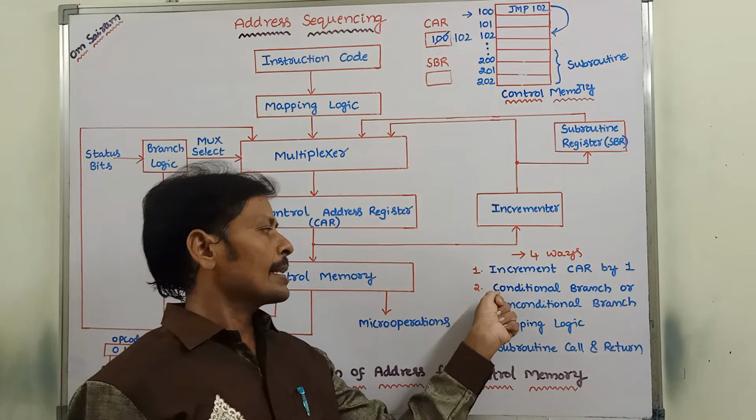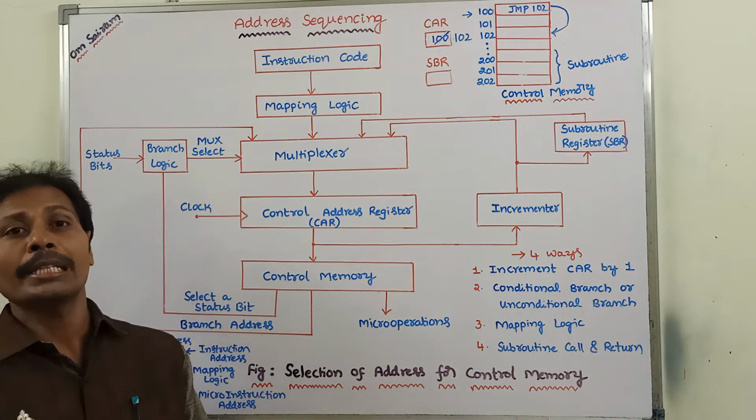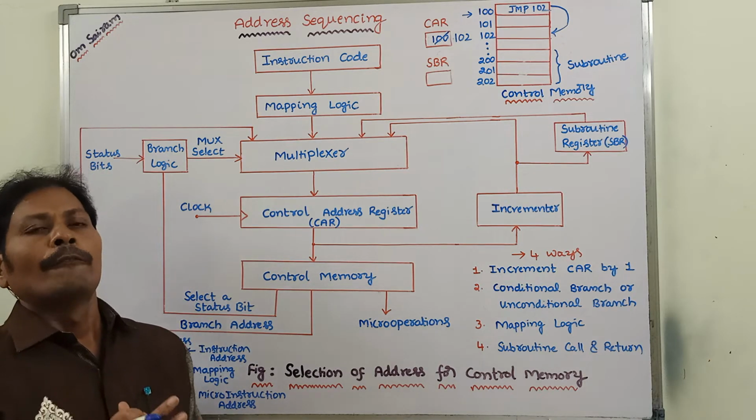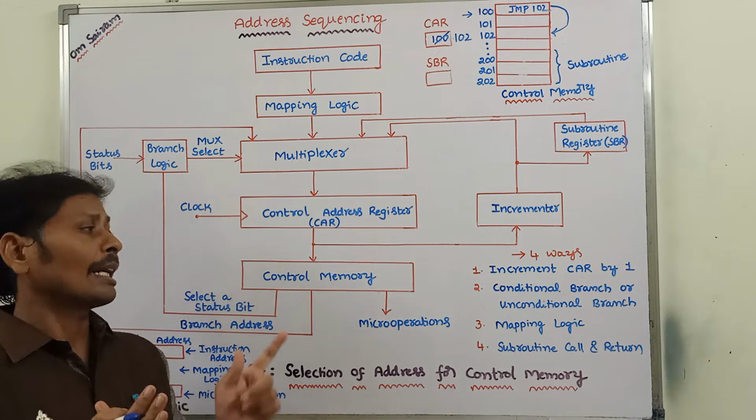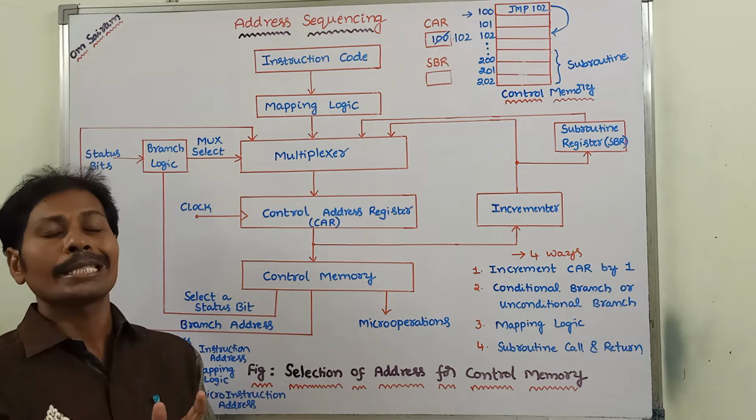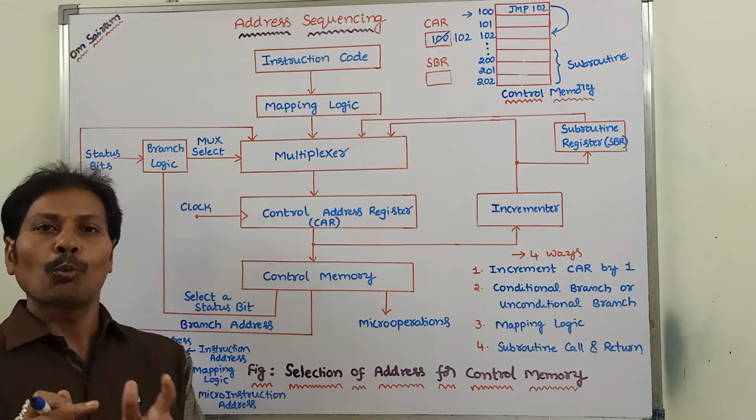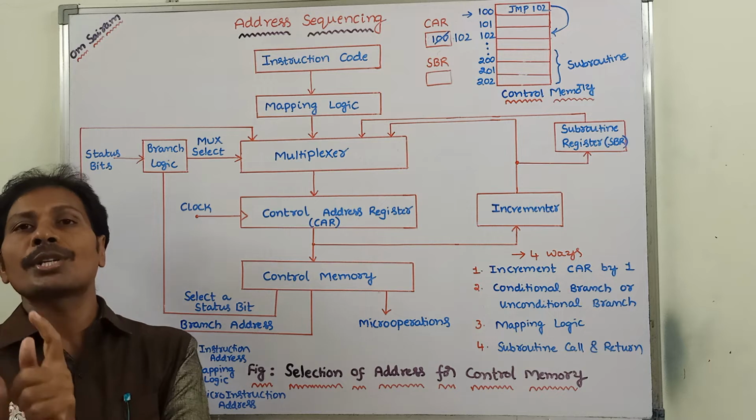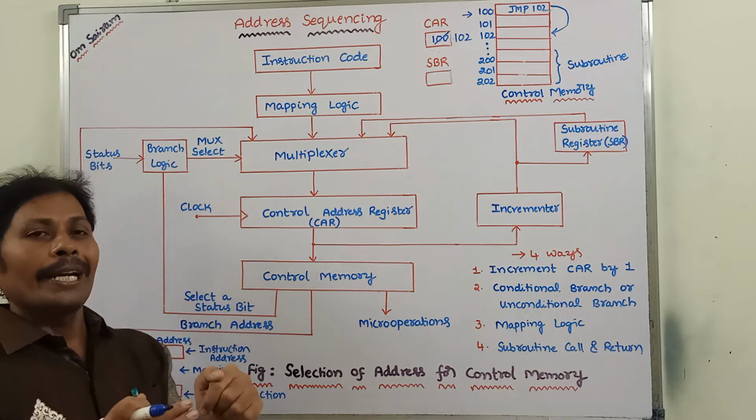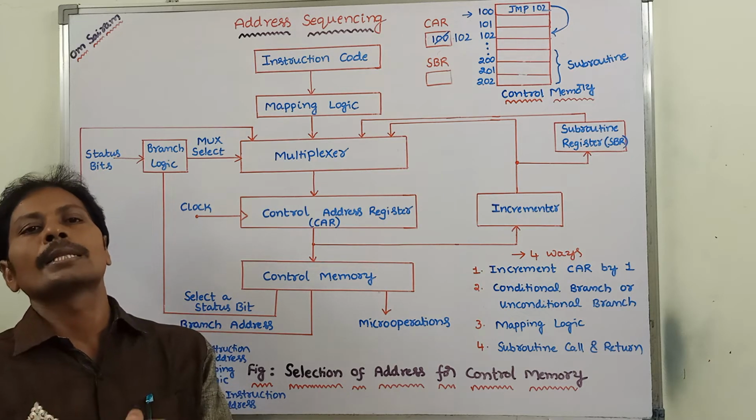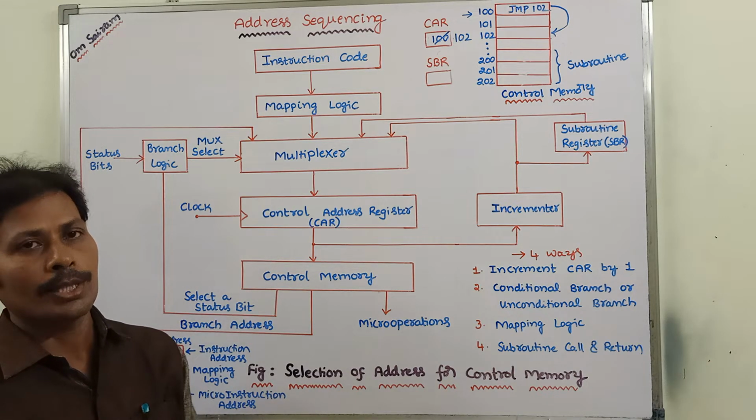Next, in the case of a conditional branch, we have to check the condition first. Whenever we are checking the condition, its value is 1 or 0. If its value is 1, the particular branch address is loaded into the control address register. If its value is 0, then simply we have to increment the content of the control address register by 1.